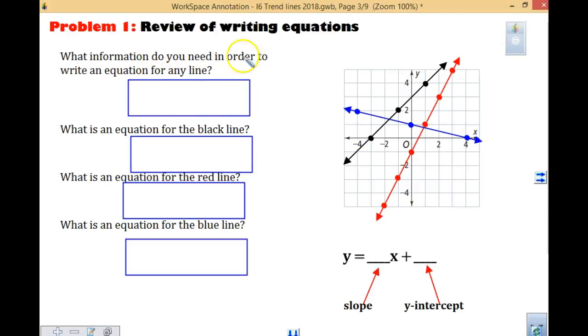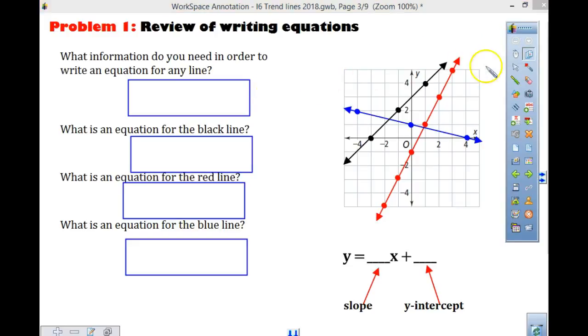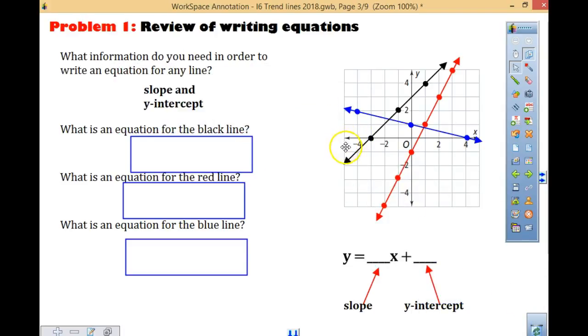It says, what information do you need in order to write an equation for a line? What are the two things that I have up on that front board? We need the M and the B. We need the slope and the y-intercept, right? The slope is our M. The y-intercept is our B. We need the slope and y-intercept.